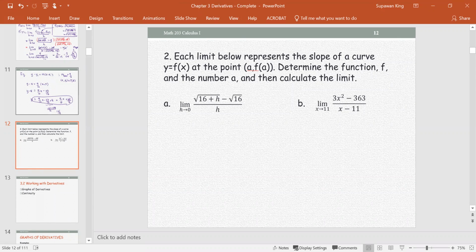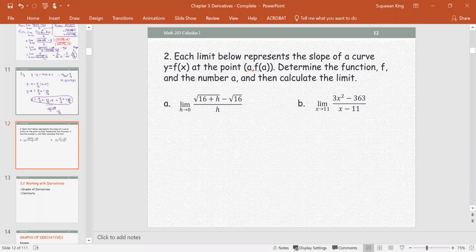Example 2. Each limit below represents the slope of a curve y equals f of x at the point a, f of a. Determine the function f and the number a, and then calculate the limit. In part A, we have the limit as h approaches 0 of square root of 16 plus h minus square root of 16, all divided by h. In part B, we have the limit as x approaches 11 of 3x squared minus 363 divided by x minus 11.